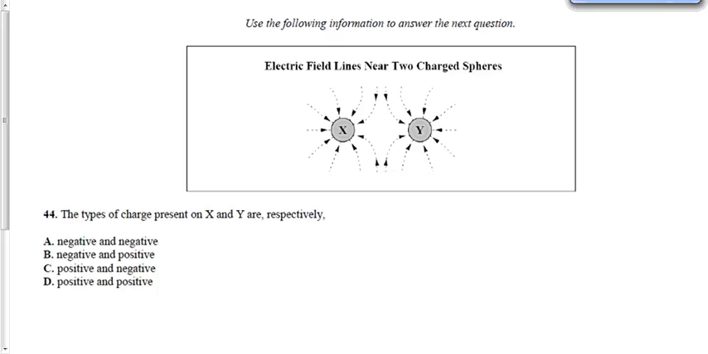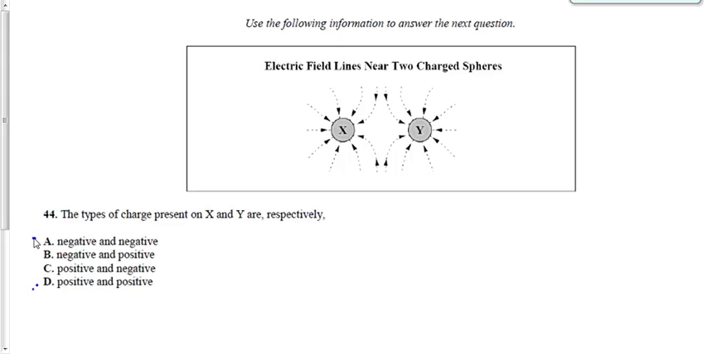Yeah, the lines are not joining up. If the lines join up, it's an attractive force. If they go away from each other, they repel each other, so it's got to be a repulsive force. And if we've got a repulsive force, then the charges have to be the same sign. Both positive or both negative, we're not sure until we look at the direction. So the answer is going to be either A or D. Which is it? Are they both negative or both positive?